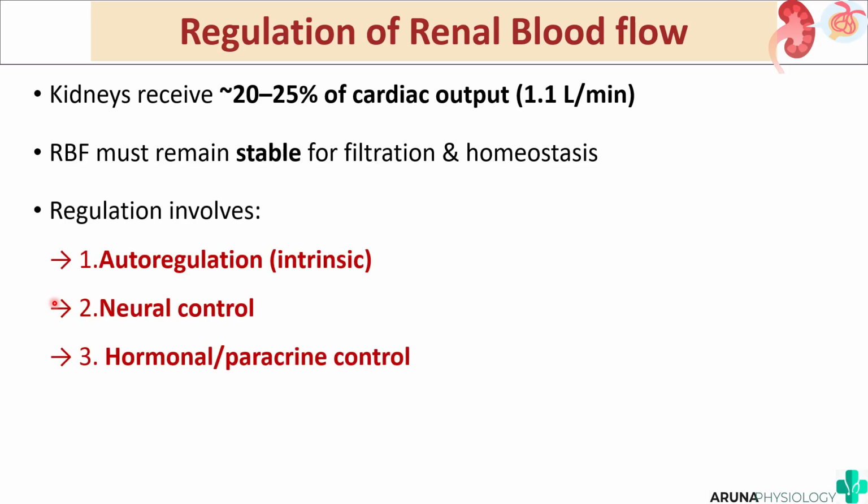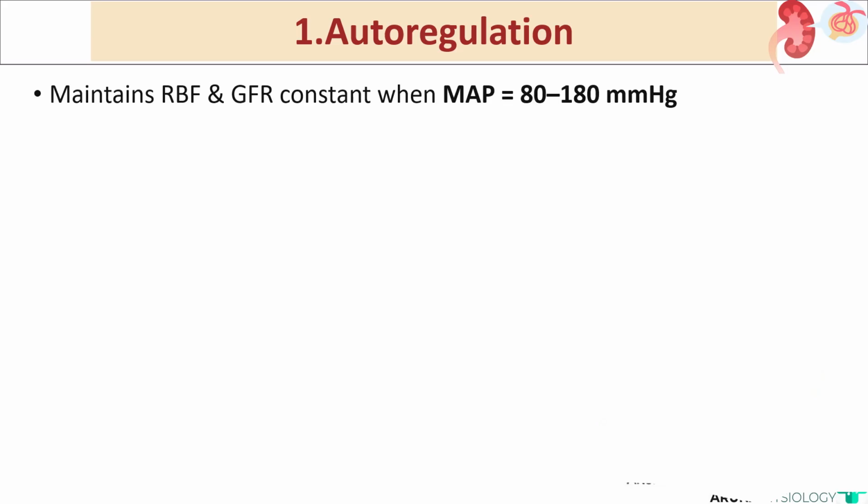So the three mechanisms are, first one is autoregulation, second is neural control, and third is hormonal and paracrine control. So we'll see each one by one. So the first one is autoregulation.